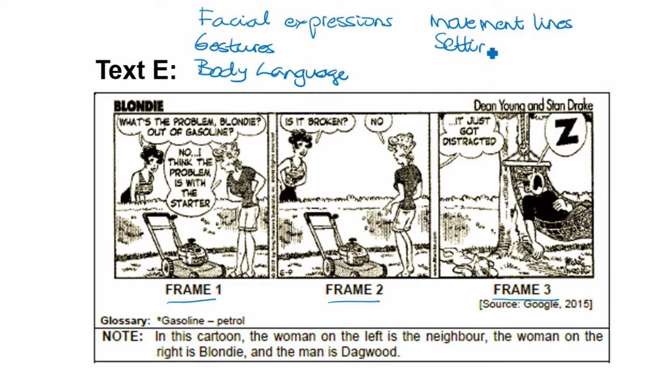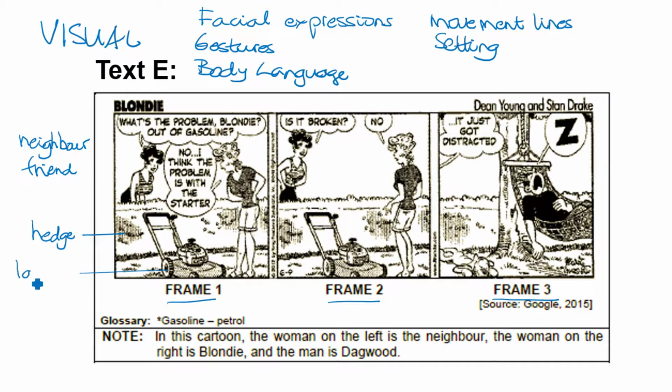So as you can see with the first frame here, we have the 2 ladies speaking. The one is on the other side of the hedge, so we can assume maybe it's neighbors speaking or their friends. And we see a lawn mower. So already you can suggest that the lady is doing the garden or just simply mowing the lawn.